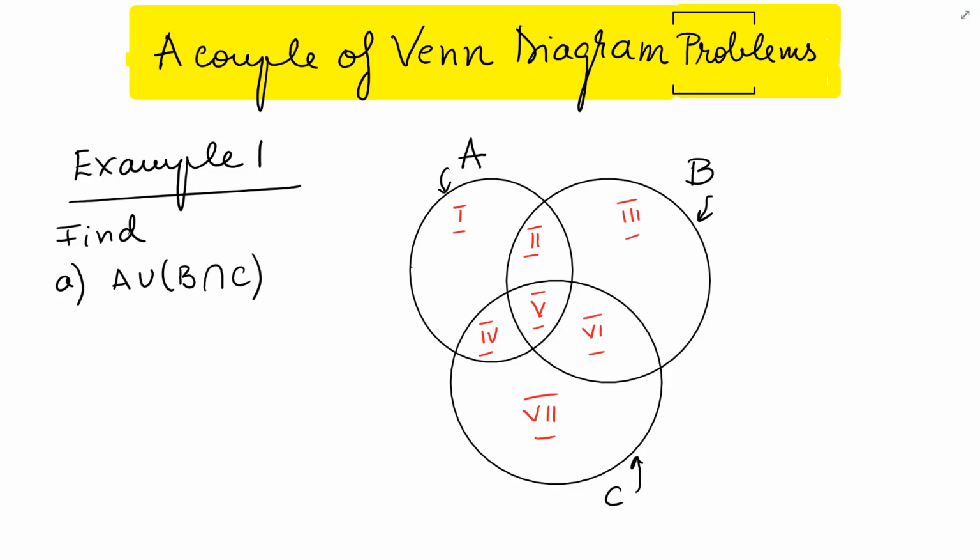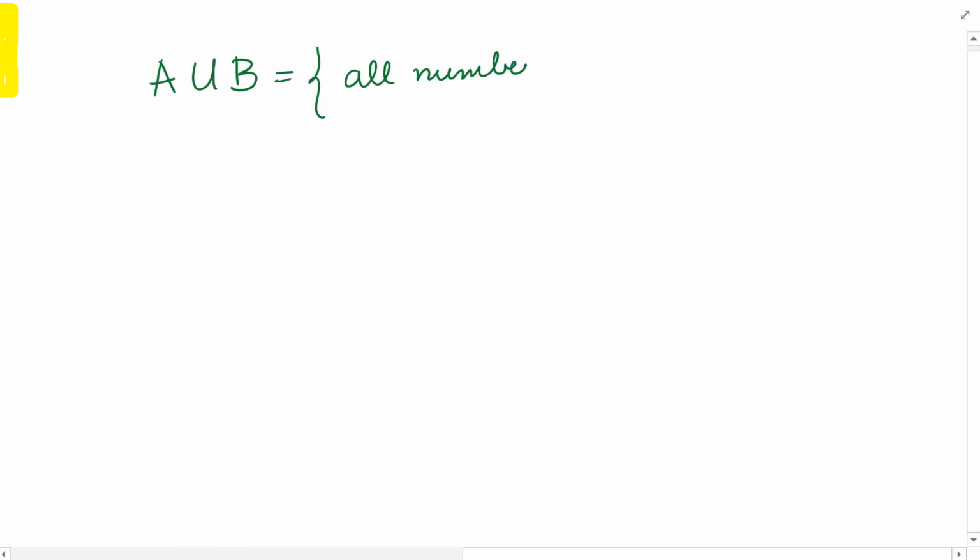In this video, we'll solve a couple of Venn diagram problems. But before we do that, let's remember that A union B is equal to the set of all numbers from A and B written once. So if 2 is in A and B, we don't write 2, 2. We write only one time.